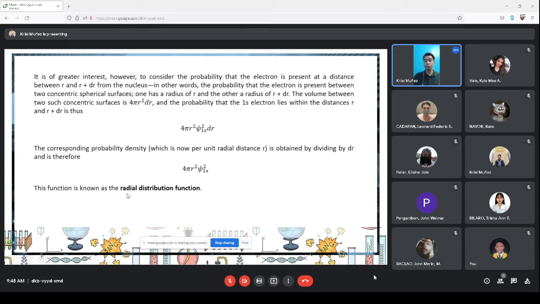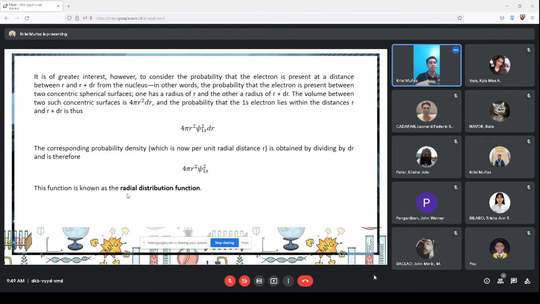Okay. So it is of greater interest, however, to consider the probability that the electron is present at a distance between r and r plus dr. Right? It makes so much sense, class, right? Since we are not looking forward to sticking to the value of the Bohr radius, for we know that the Bohr radius is giving us the radius of an electron in a hydrogen atom, not in a hydrogen-like atom.